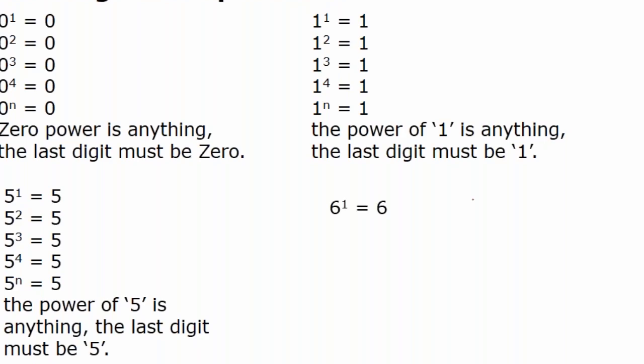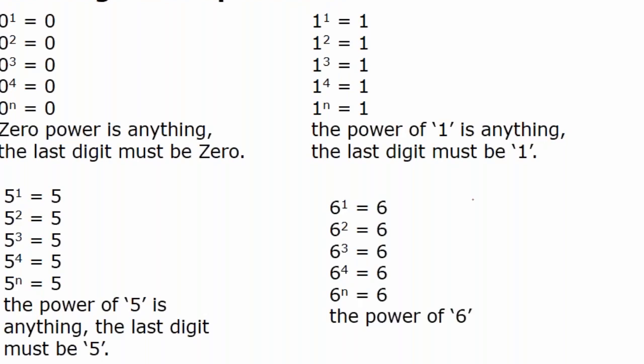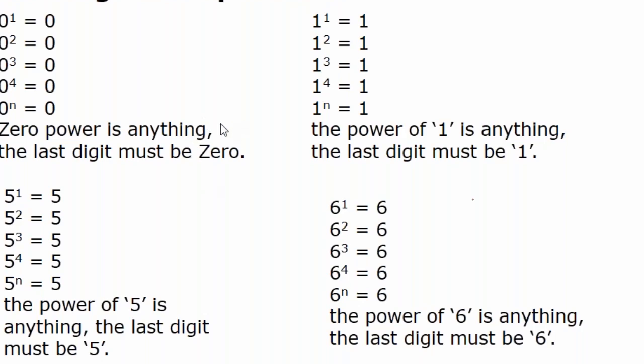Similarly, 6 power 1 is 6. 6 power 2 is 36, so we consider only 6. 6 power 3 is 216. We don't know the value of 6 power 3 directly. Then what will we do? 6 power 3 can be written as 6 square into 6. So 6 square into 6 is nothing but again 36. So 36 is not the value of 6 power 3, but 6 power 3 is ending with 6. 6 power 4 is 6 power 3 into 6. 6 power 3 is also ending with 6, so 6 into 6 is 36, like that.